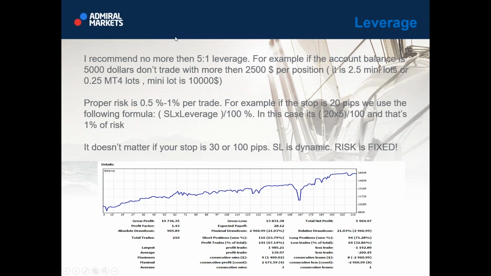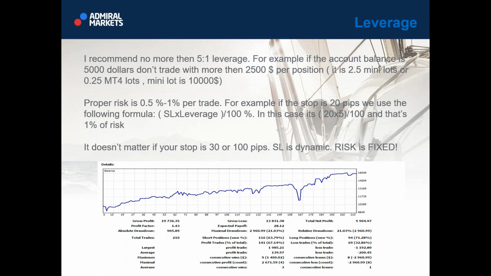For example, I recommend no more than 5 to 1 leverage for your trade. If the account balance is $5,000, don't trade with more than 2,500 per position. That equals 0.25 lots. So that is the maximum you should trade if you have a $5,000 account. Of course, we will talk about risk, but this is general advice, guys. If your account balance is $5,000, you should trade with no more than 0.25.